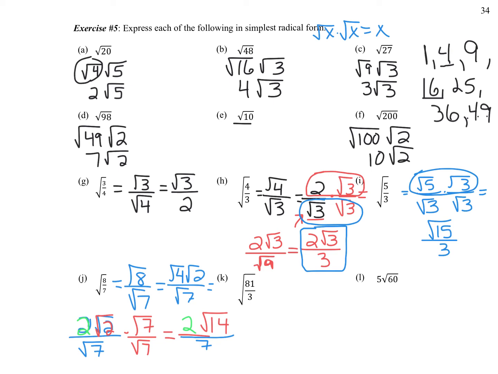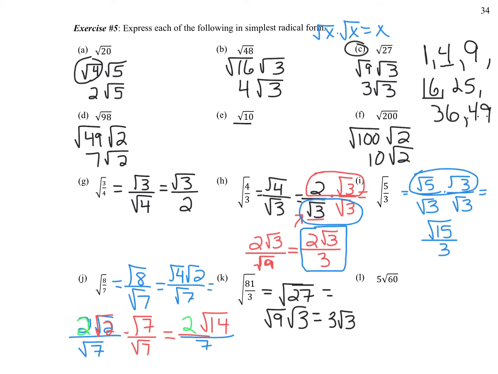Now, you always have to be on the lookout for ways that we can make the problem easier to do. On this one, 81 divided by 3 is actually just 27. So I don't even have to think about the fraction. I can just get rid of it. And then from there, this is going to simplify. We actually did this up on letter C, right? 9 times 3. Square root of 9 is 3, so we get 3 radical 3.